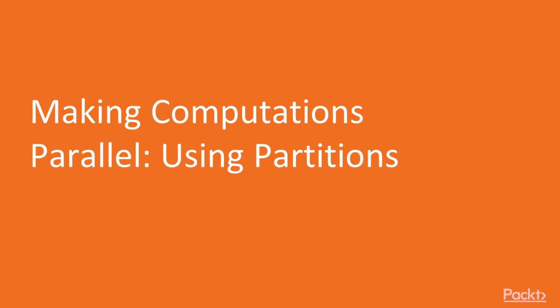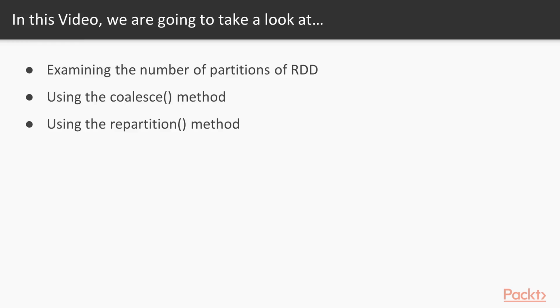And this is the first video in which we'll be making our computations parallel. So we'll be using partitions. We will be examining the number of partitions of an RDD. Next, we will use the coalesce method to affect the number of partitions, but we will see that this method is not always what you want. This is one of the other problems that will also occur. Next, we will see repartition and we will compare it with the coalesce method.